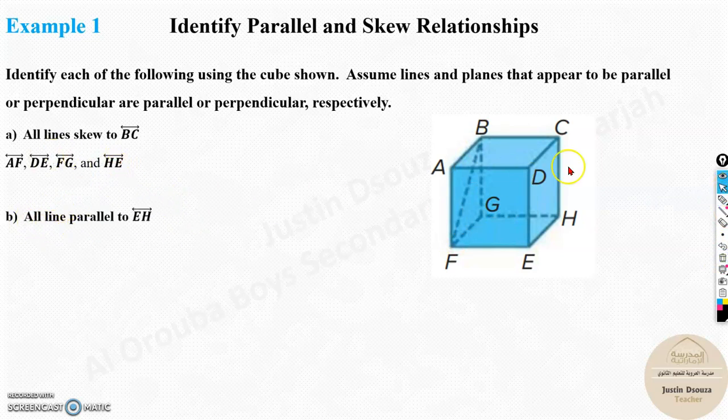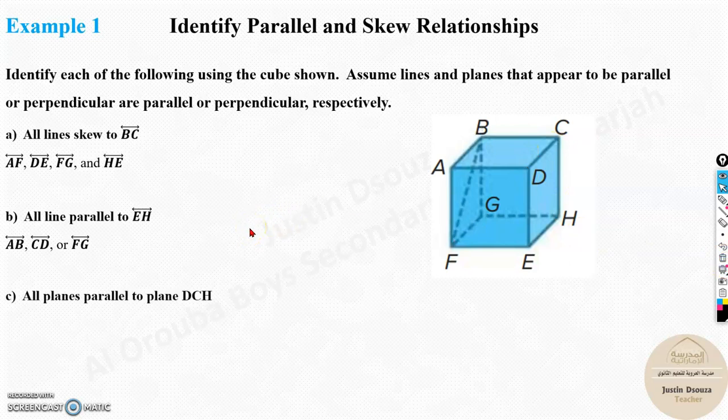And what about lines parallel to EH? Where is EH? EH is over here. What are the lines parallel to it? Parallel means same slope, but at a different position. They'll not touch. So now this is a parallel line. Even this is a parallel line, and this is a parallel line. So AB over here, FG and CD. So these are the three parallel lines, all the lines parallel to EH.